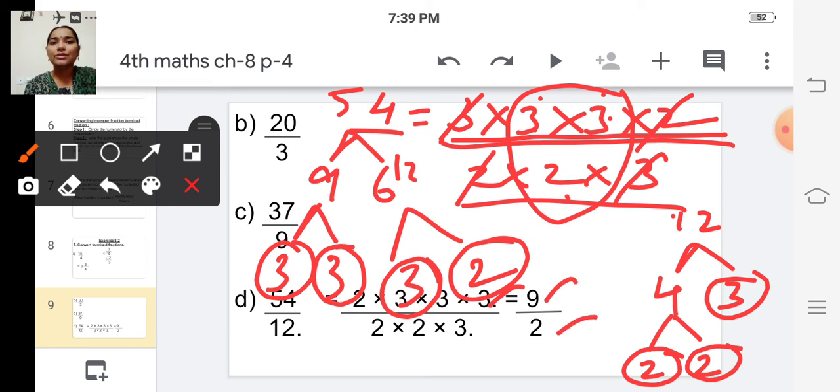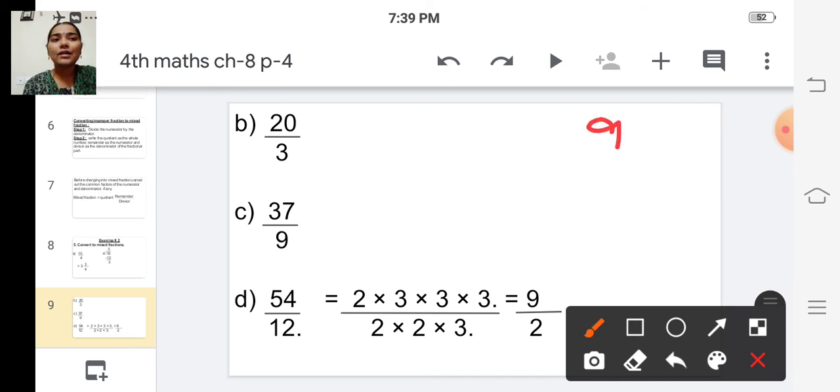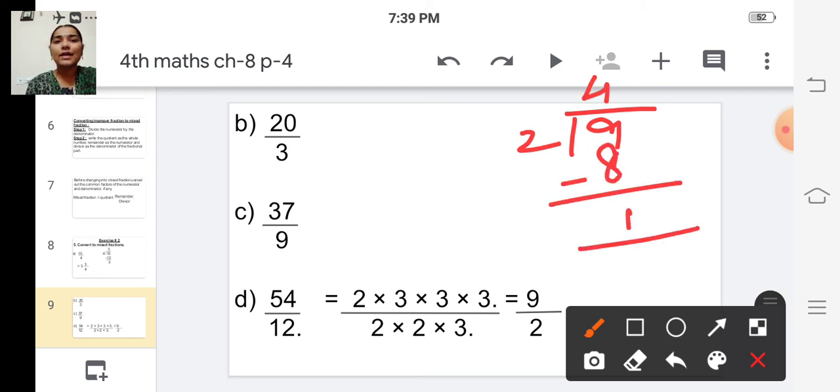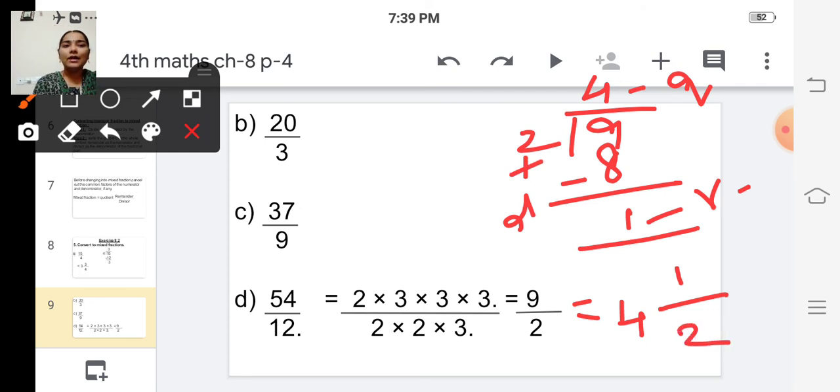So 9 by 2. Now we are going to divide this 9 by 2 to get a mixed fraction. So 9 divided by 2. How many times? 4 times, isn't it? 4 2s are 8. Subtract, we will get remainder as 1. Now this is the quotient, this is remainder, and this is divisor. So quotient as whole number, 4, remainder as numerator, 1 by divisor as denominator. So 4 1 by 2 is the mixed fraction.